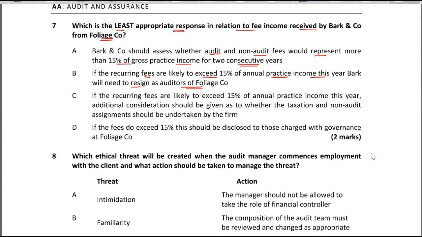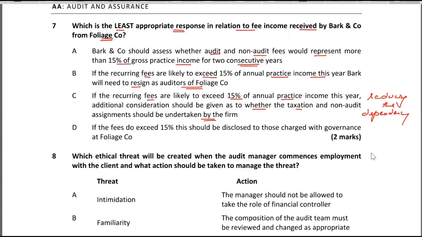Why should they resign? Why should the firm be losing the business? I told you, if the recurring fee is likely to exceed 15% of annual practice income, additional consideration should be given as to whether the taxation work should be undertaken. Yeah, reducing the assignments, reducing the dependency. This is what we discussed when we were doing the ethics. Reducing the dependency.